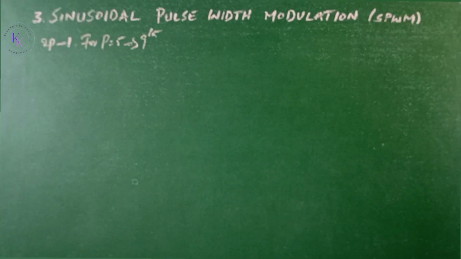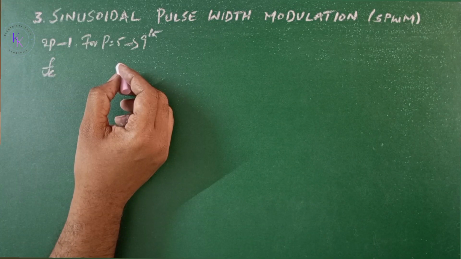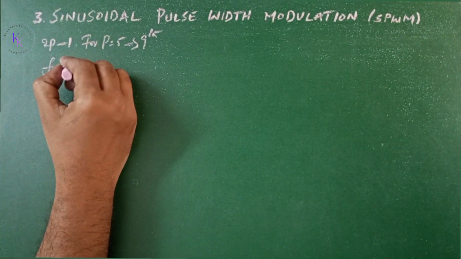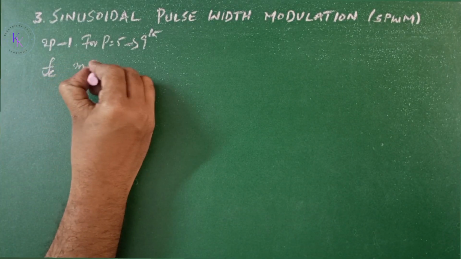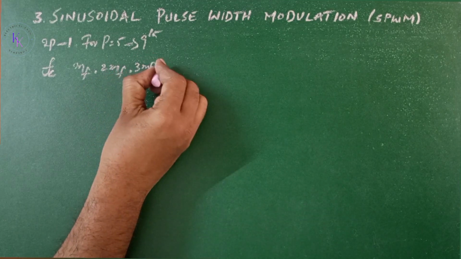The output voltage of an inverter contains harmonics. The PWM pushes the harmonics into the high frequency range around the switching frequency Fc and its multiples, around the harmonics of mf, 2mf, 3mf and so on.